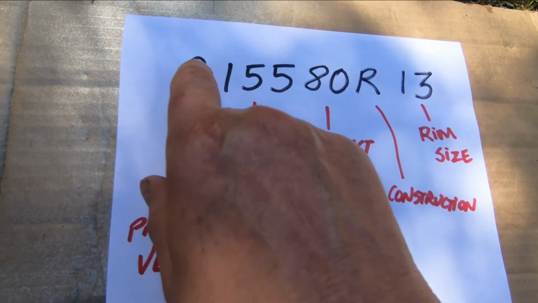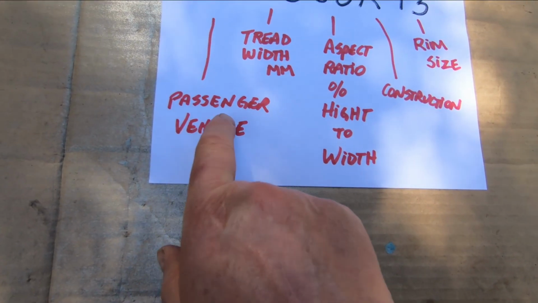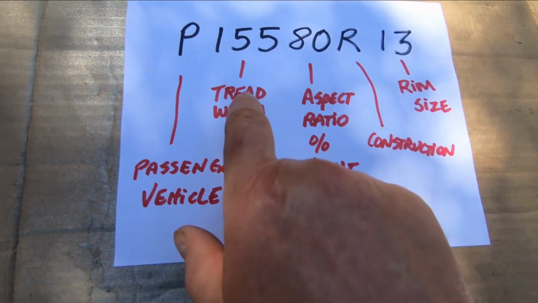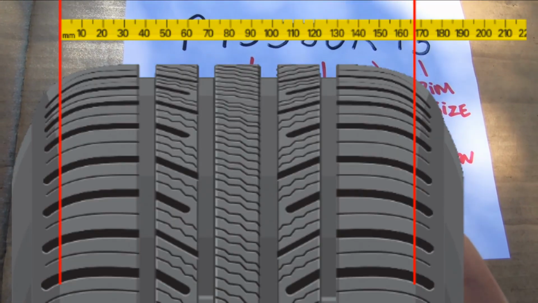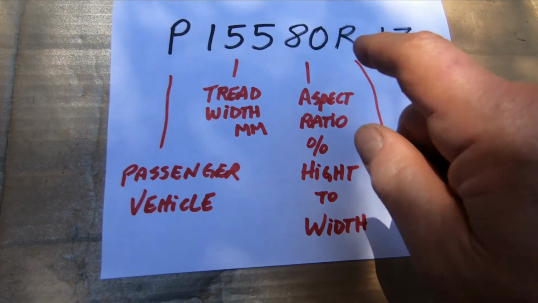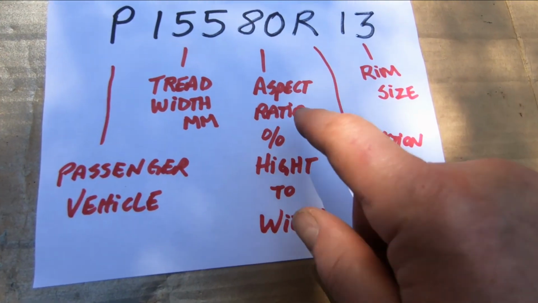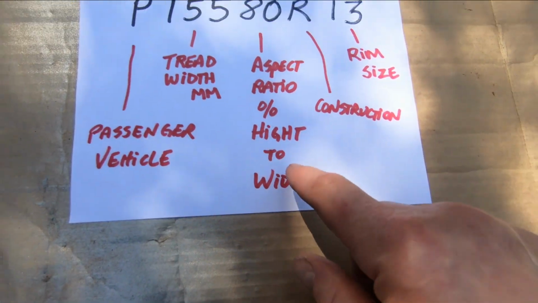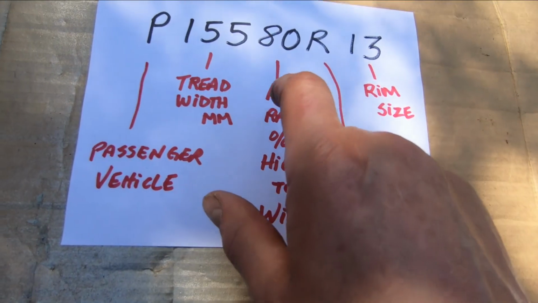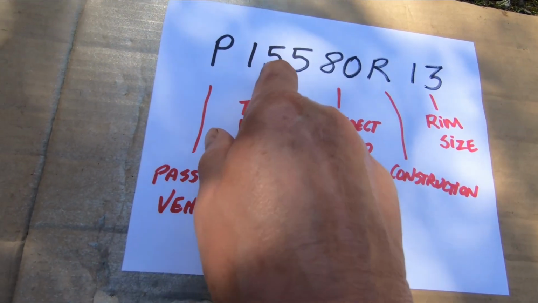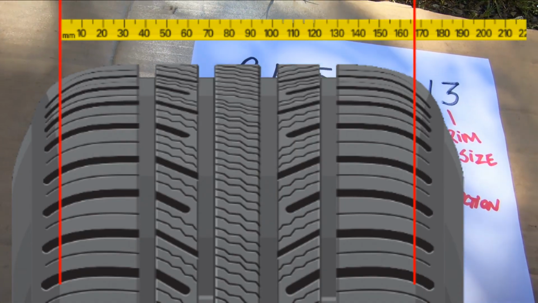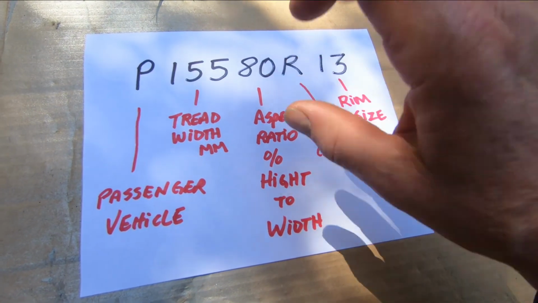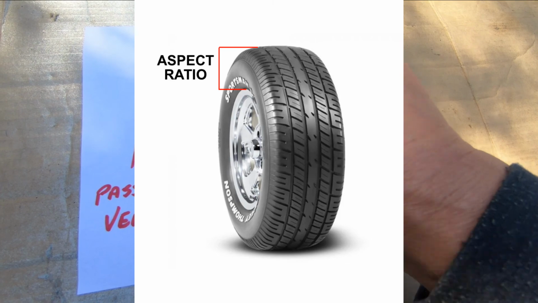Okay, and what that means, the P stands for a passenger vehicle tire. Now, the number here, 155, is the tread width in millimeters, okay? The 80 is an aspect ratio. So what it is, the 80 is a percentage of the height to the width, okay? So what that means is if you've got a 155 millimeter width to your tread, the height of the tire tread from the rim is going to be 80% of that on this tire.